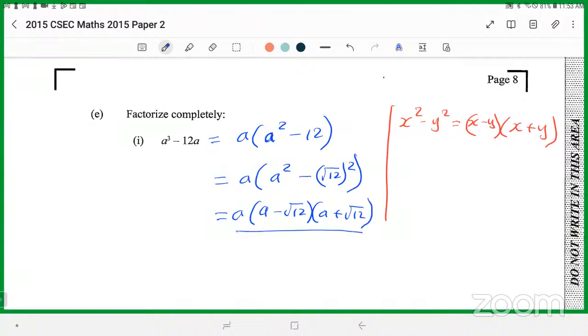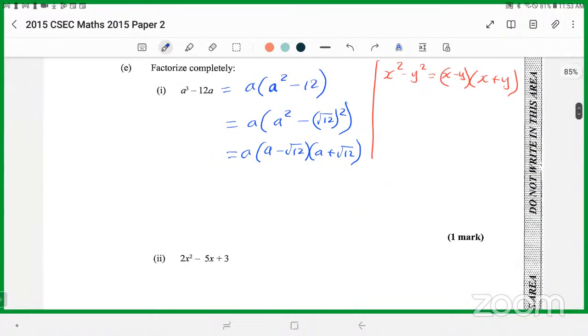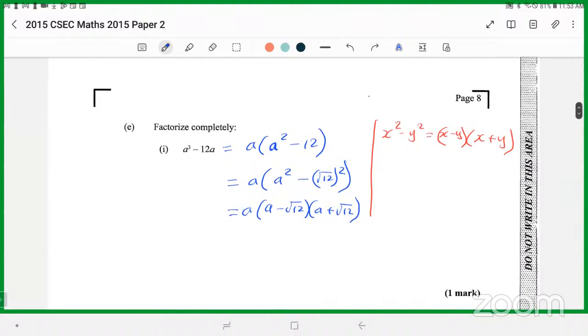I really don't expect them to expect that as an answer. So I would say for this question, especially since it was 1 mark, if you write this as the answer, I'll give it to you today. I don't know that they expect you to know that part. All right, but that is it.